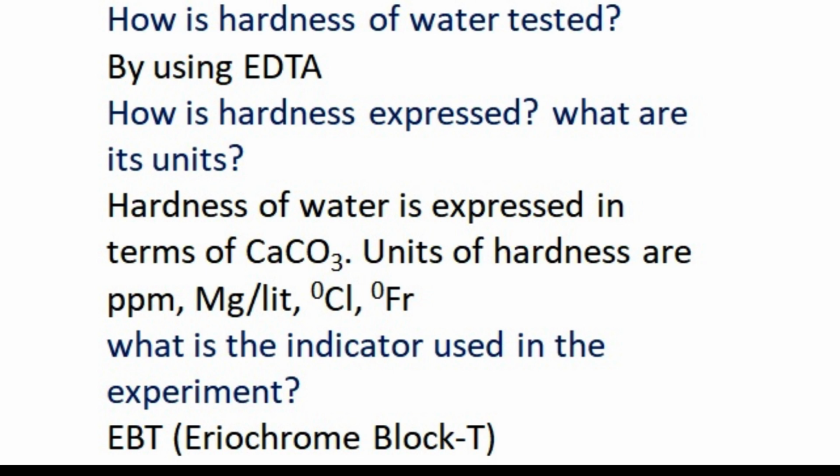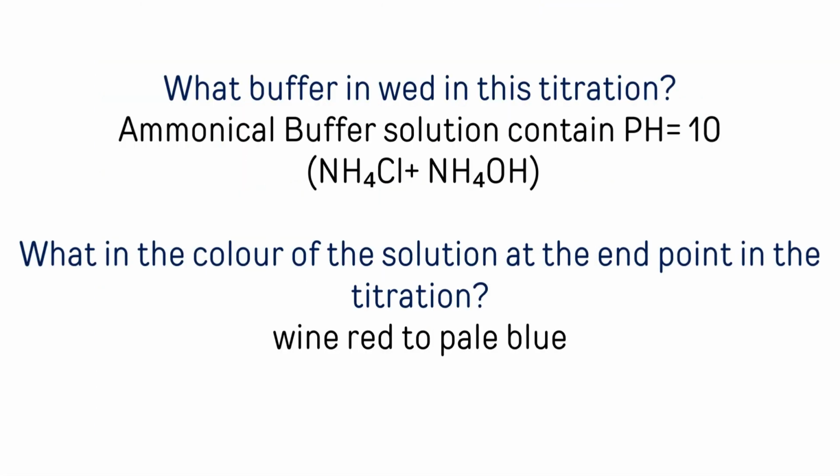What is the indicator used in the experiment? EBT, Eriochrome Black T. What buffer is used in this titration? Ammonical buffer solution of pH equal to 10, NH4Cl plus NH4OH. What is the color of the solution at the end point in the titration? Wine red to pale blue.